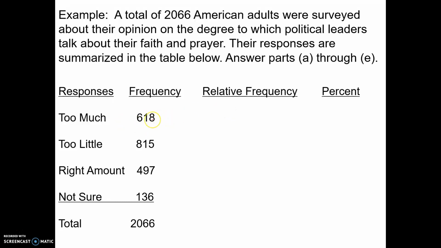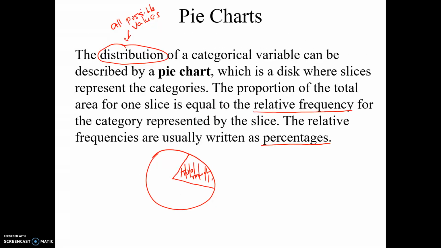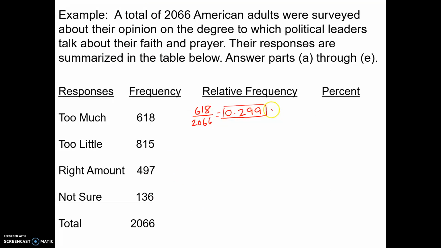Relative frequency is the frequency relative to the total. So to find relative frequency, we would take 618 and divide that by the total, which is 2,066. If we do this, this will give you 0.299. So the relative frequency is 0.299. Now remember, the definition said we usually write the relative frequencies as percentages. So to convert this to a percent, we multiply by 100, which will give us 29.9. And if we round that, then about 30% of individuals said that politicians talk too much about their faith.